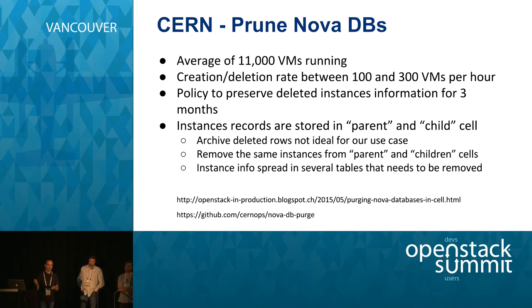So how can we do this? Nova has the ability to archive deleted rows. However, for our use case and using cells, this is not really ideal for us. So we needed to build a small tool that goes to the top cell, the parent cell, checks all the instances that were deleted before a specified date, removes all the records related to those instances, and then goes to all the child databases and deletes exactly the same instances that they have. In this case, we keep consistency between both databases. When we really remove one VM from the top one, we also remove it from the child. All the code is available on GitHub. You can have a look. And I also wrote a small blog post explaining more how this works.